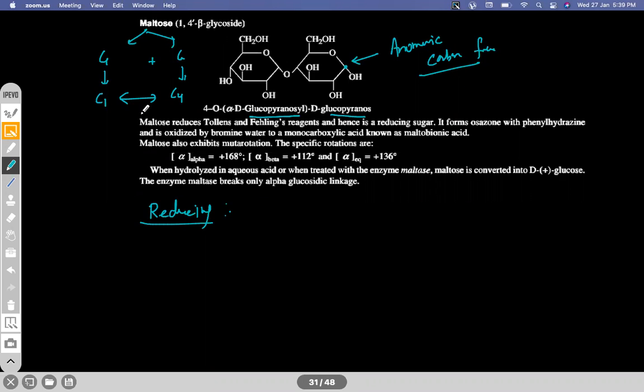It is a reducing sugar because the anomeric carbon is free. And when it is reducing, it shows mutarotation. This property you should know.